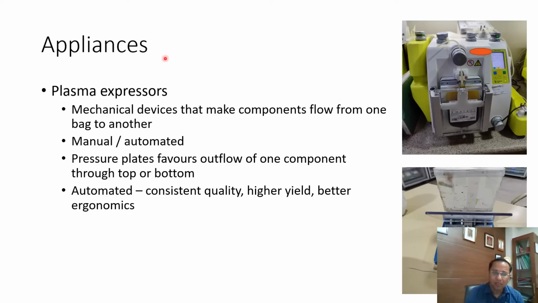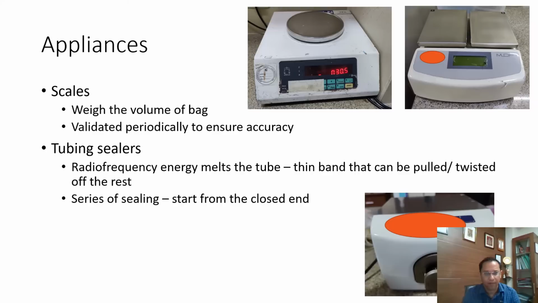So what are the appliances that we generally use in blood component preparation? We have a lot of plasma expressors. These are mechanical devices that make components flow from one bag to another. They can be both manual, you can see a manual here, and an automated here. So these pressure plates favor outflow of one component through top or bottom. And automated ones are of course better. They have consistent quality, higher yield, less manual intervention, and better ergonomics.